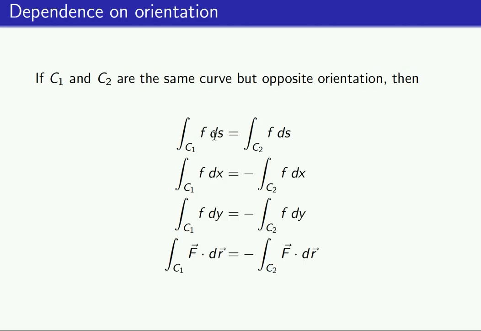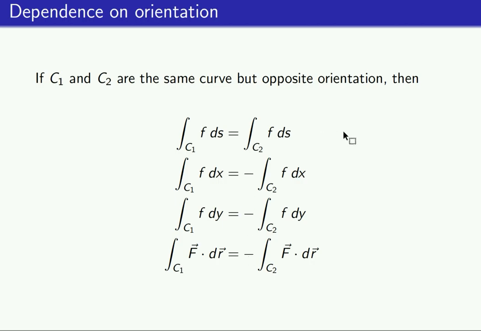Here's what you get. The integral of f ds doesn't change at all. Remember, ds is this length. It's going to be the same whether you go this way or that way. But dx changes sign. dx, how far x has changed, is going to be positive in one direction, negative in the other. Same with dy. dr, similarly, is this vector going this way. In the other case, it's going to be the vector going the opposite direction. So you're going to get a minus sign. These change sign. This one stays the same.